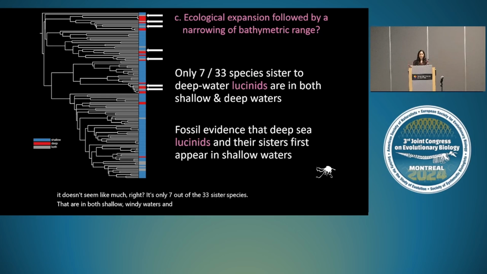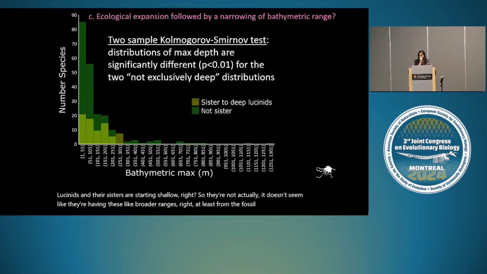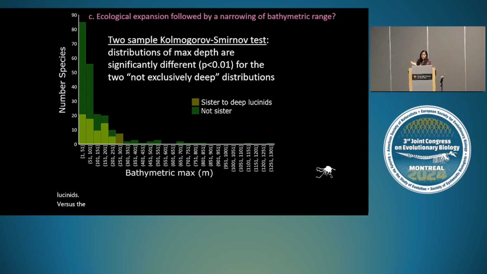And also the fossil evidence is suggesting that the deep sea lucinids and their sisters are starting shallow, right? So it doesn't seem like they're having these broader ranges, at least from the fossil record. However, if we look at things in terms of non-categorical variables and just look at the maximum depths of these taxa, when you look at the taxa that are sister to deep sea lucinids versus the rest, their distributions are rather different.